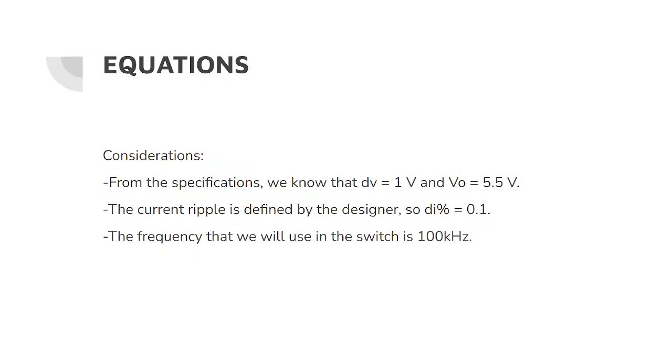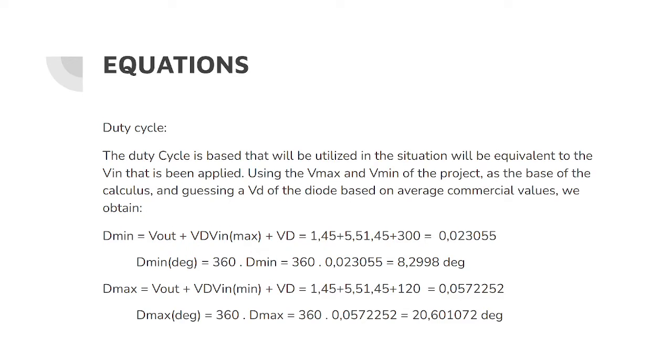Equations. From the specifications, we define that the maximum variation for the output is 1 volt and the desired output voltage is 5.5 volts. Our first parameter to define is the duty cycle. The duty cycle is the proportion of the on-state time divided by the total time of the period.